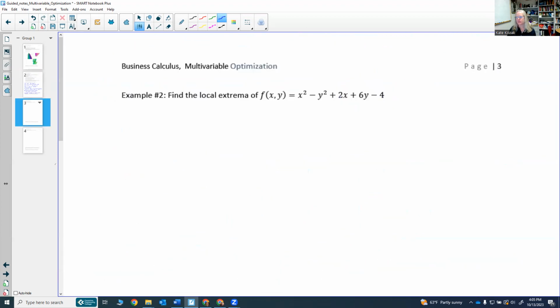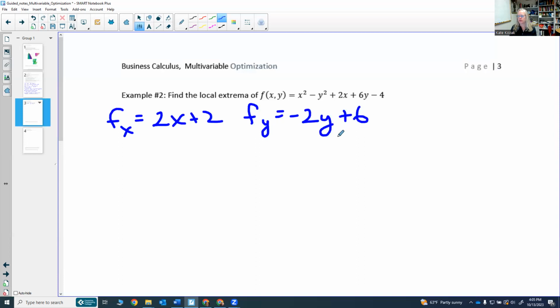Example 2. Find the local extrema for f of x, y is equal to x squared minus y squared plus 2x plus 6y minus 4. First, find the first partial derivatives with respect to x and y. So f sub x is going to equal 2x plus 2, and f sub y is going to equal negative 2y plus 6.